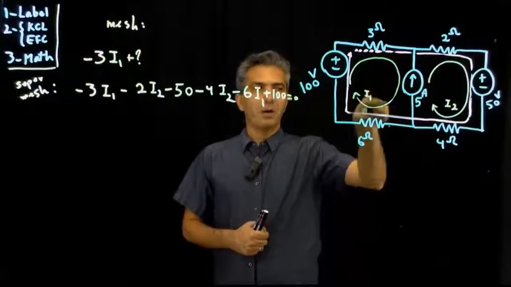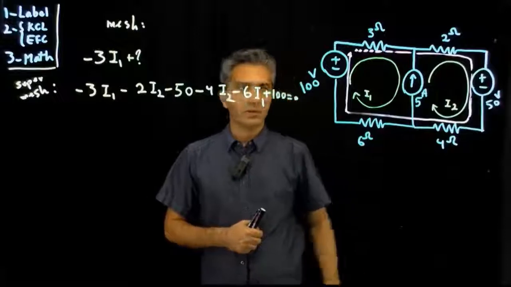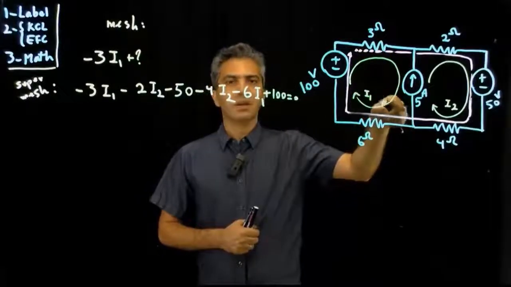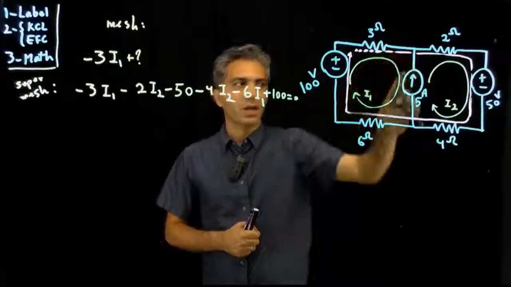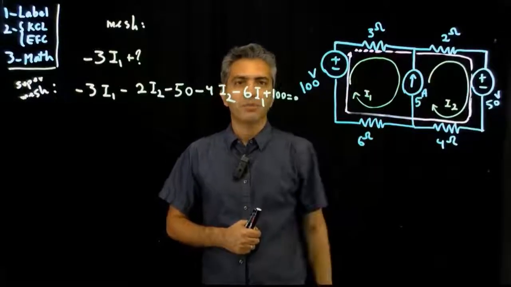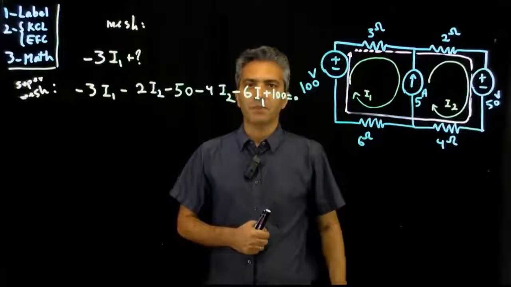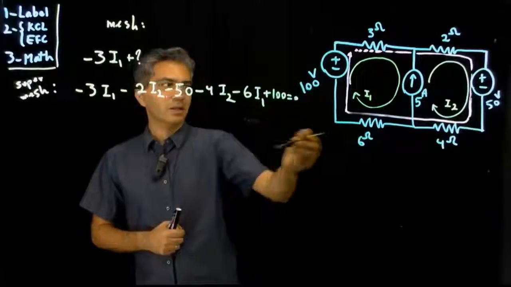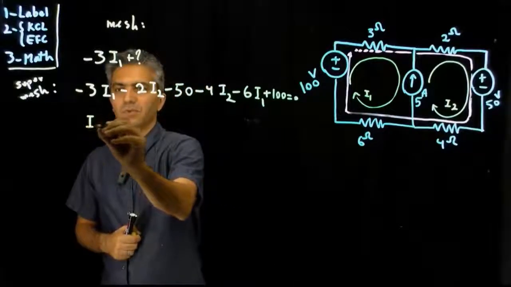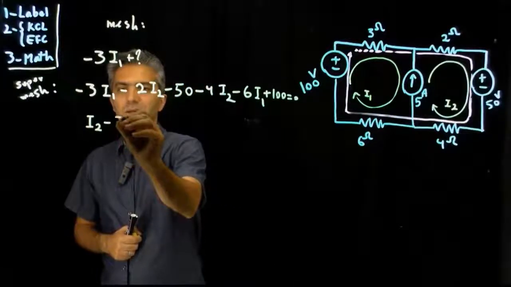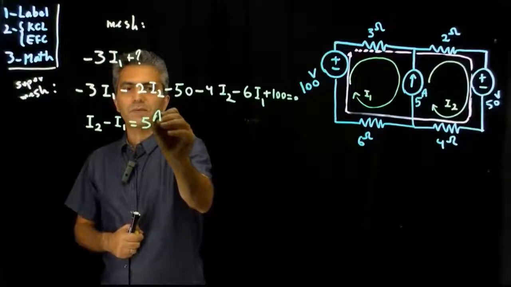Now 5 amp as a function of the unknown currents that I've defined for my circuit gives me the second equation that I require. I know I1 is going down and I2 is going up, right? And you add the two up and you get the 5 amp current that is going up, right? So I2 minus I1 is actually equal to 5 amp.